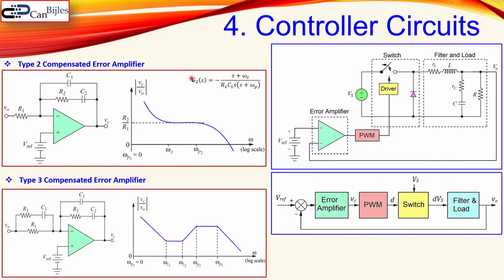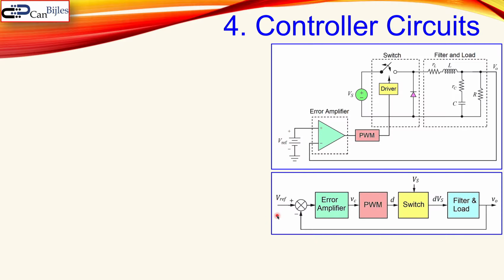And the formula for the type 2 compensated error amplifier is given by this. You see here the 0 and the pole, and there is also a pole at the origin. And you see here the zeros, the pole at the origin, the second pole, and also the third pole. Okay, now let's look at the modulator.